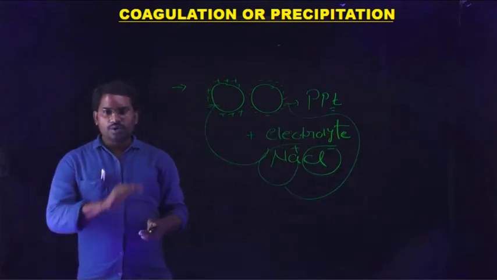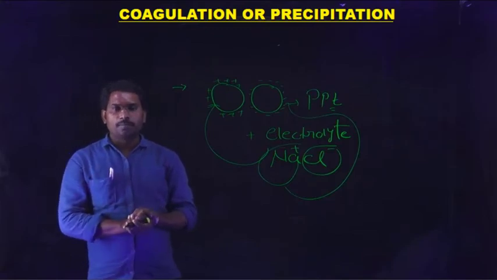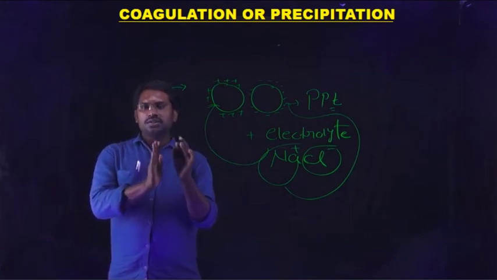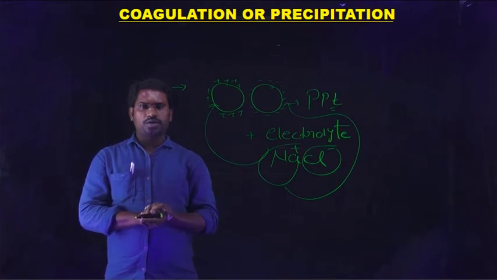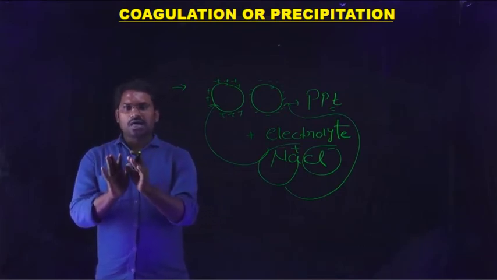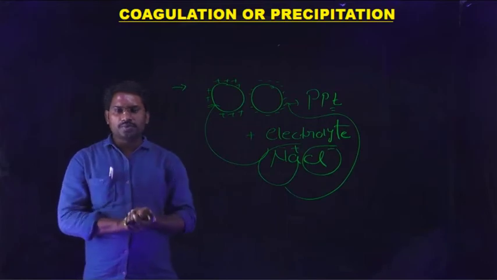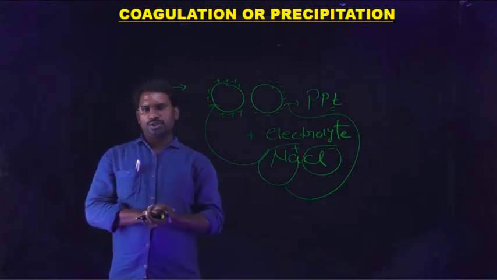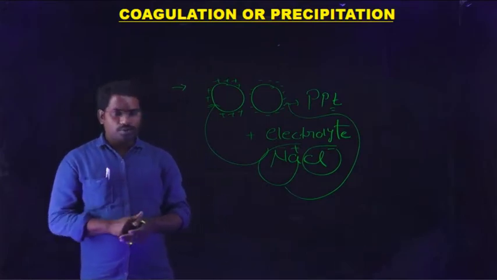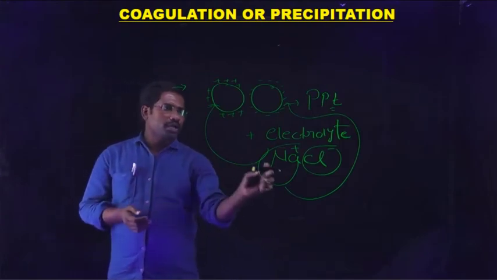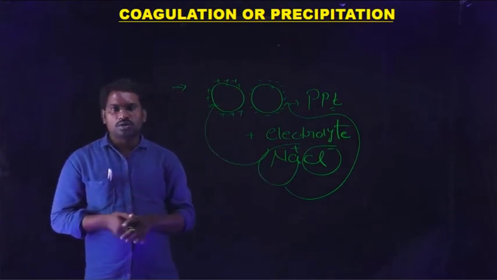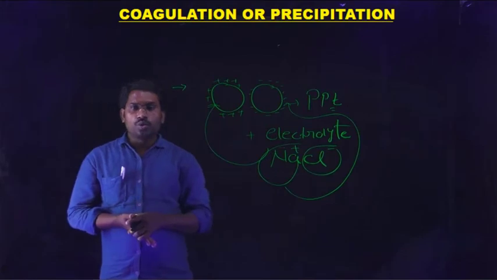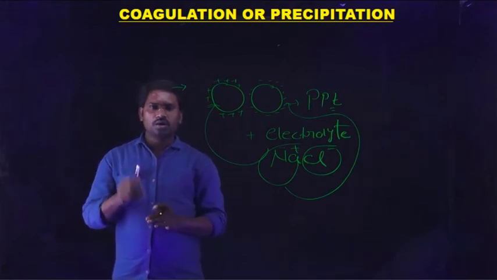electrolyte. Therefore, when electrolyte is added to the colloidal solution, the charge on the colloidal particles gets neutralized with the opposite charged species present in the electrolyte. Finally, the colloidal particles undergo aggregation and come down as a precipitate. This process is known as coagulation or flocculation or precipitation. Another important thing is how much electrolyte should be added to the colloidal solution for the coagulation or precipitation process. That is known as the coagulating value or flocculating value.